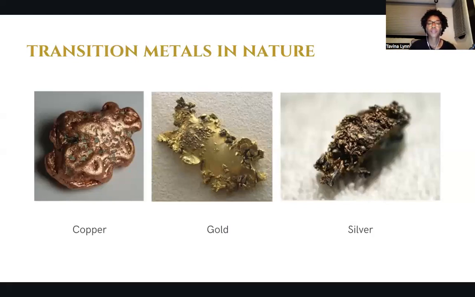Copper, gold, silver, transition metals that are found in nature that are heavily revered and sought after, especially gold specifically. And I was sharing how they are conductive, conductive meaning electrons can flow freely through them, and we'll come back to this again when we are looking at electrochemistry.